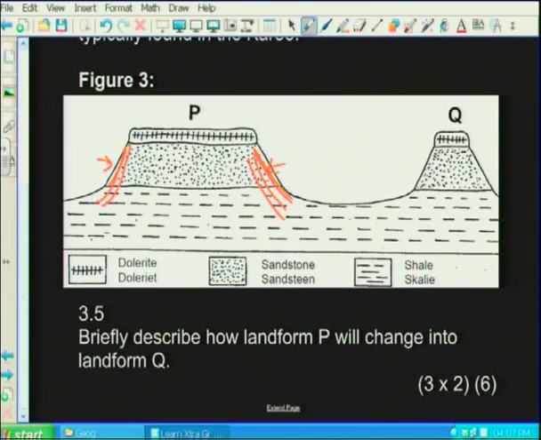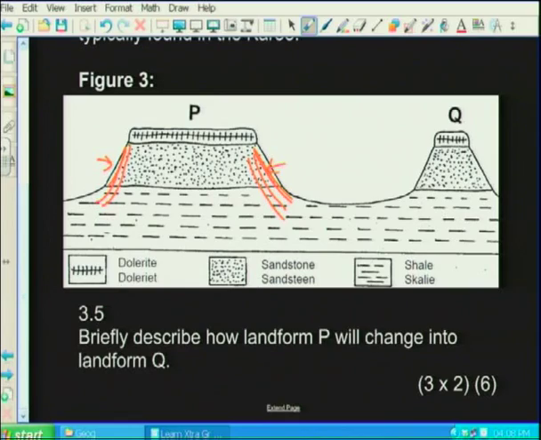Okay, so points that you should probably write down for this question include things like they get eroded through running water, so a river, back wasting or scarp retreat occurs, parallel retreat of the slopes, eventually the height of the feature is greater than its diameter, and things like that would help you to answer this question. So it says, briefly describe how landform P changes into landform Q. It is important to speak about the erosion taking place parallel, that kind of thing.